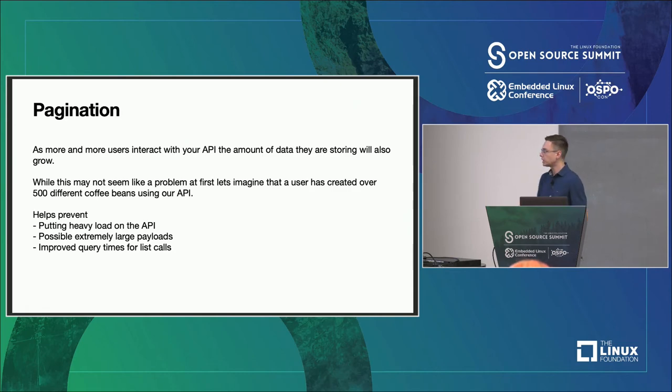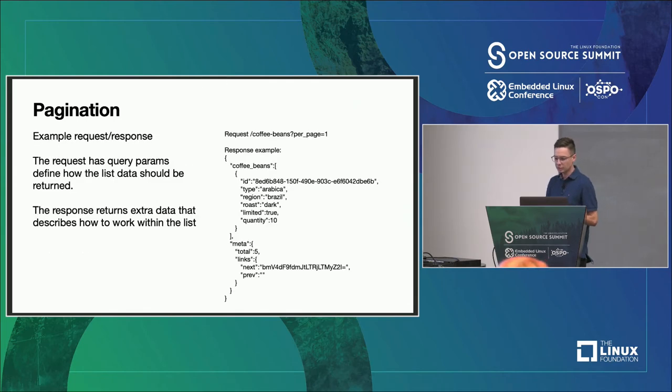So pagination gives you a lot in regards to performance and behavior. This is an example of what you could expect in a pagination request. There are multiple types of ways to do pagination. We'll cover them in the next few slides, but here you'll see that we're defining a query param of per page one. What this is saying is that on this list of coffee beans, only return one coffee bean.